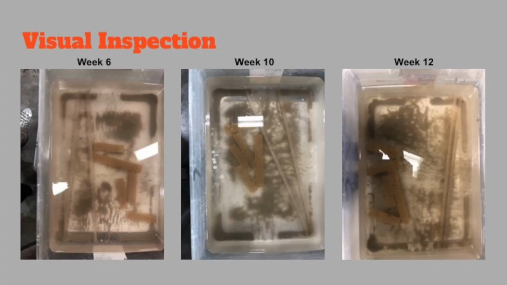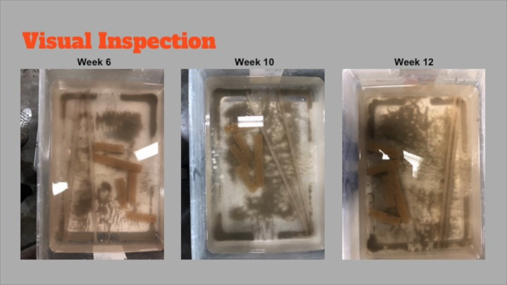So this image shows the container that our samples were stored in. So that water is that sulfate solution, the Na2SO4. And then you can see almost like a powder that has fallen off, and that's what's sitting in the bottom. And you can see after 6 weeks, there's a decent amount that's fallen off the surface of the concrete. Well, after 10, that amount has increased, and then at week 12, even more has fallen off the surface.